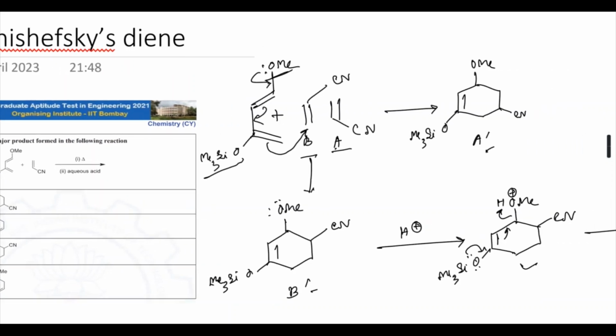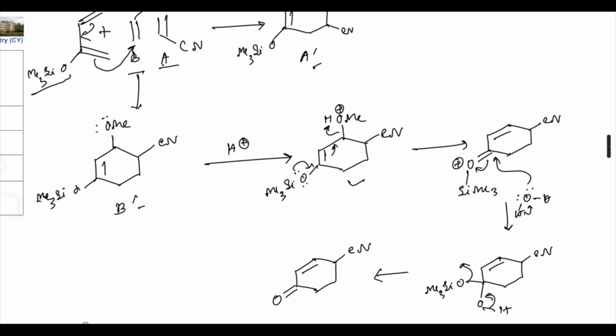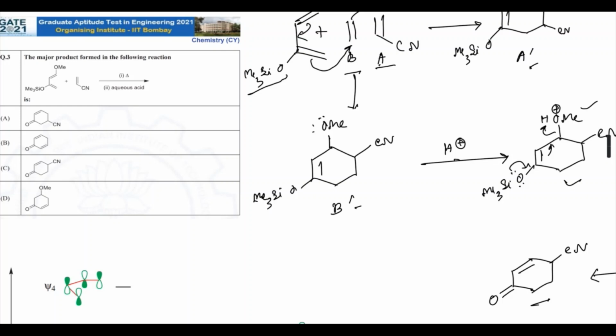This product will be formed here, which on hydrolysis, I have drawn here the mechanism of hydrolysis. So here the OMe group will be protonated in the presence of acid, and the Plasar effect of OSiMe3 will help the leaving of MeOH, and finally this will lead to hydrolysis, forming the alpha beta unsaturated ketone with CN. So the product will be here, C.